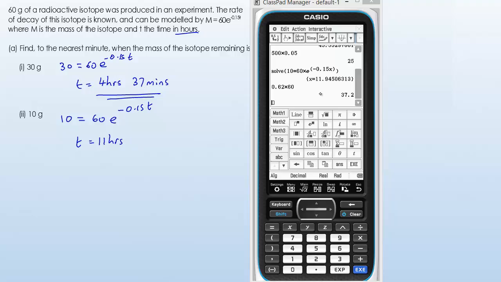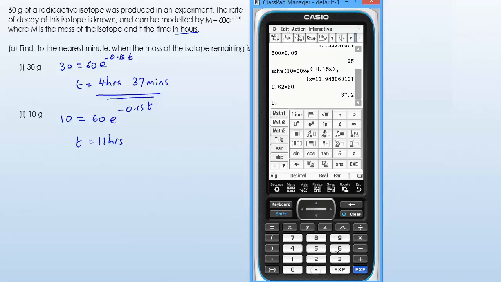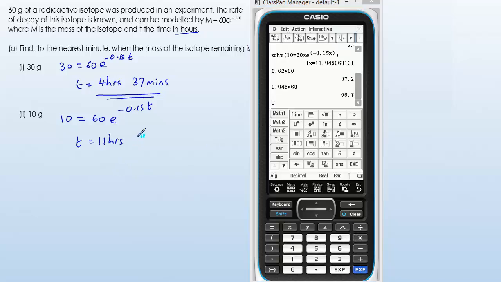And then 0.945 times 60 gives us 57 minutes to the nearest minute.